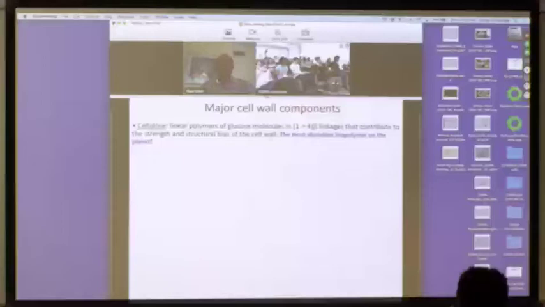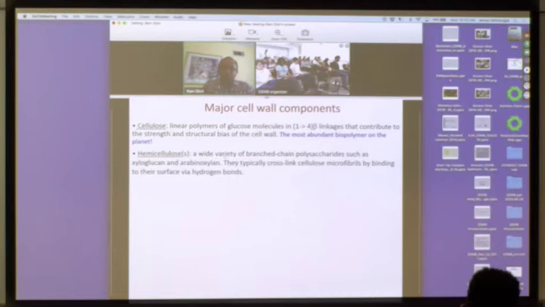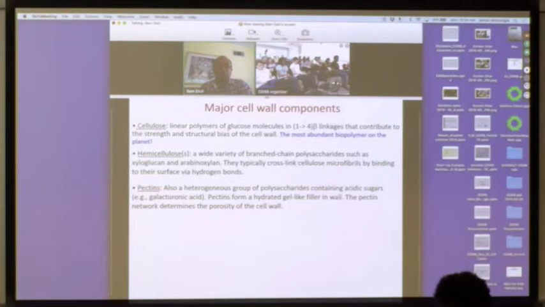So cellulose is the predominant polysaccharide, certainly the most abundant biopolymer on Earth. And I'm not going to go into the details here. I will make these slides available to you as a PDF today, and you'll hear much more about this from Marcus. So I'm just laying down the groundwork here. Besides cellulose, you have polymers that are called hemicelluloses and pectins. Cellulose is a linear polymer of glucose.